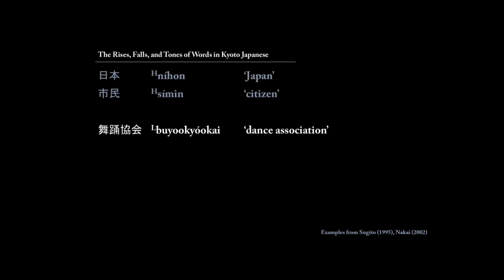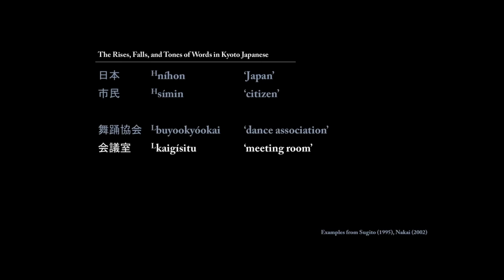Naturally, other languages have accent too. Kyoto Japanese, for example, has accent and also an initial tone, either a high tone, which I indicate here with a subscript H, or a low tone, which I indicate with a superscript L, and H, sorry. So for example, we have Nihon, which means Japan, or Shimin, citizen. We can also have compounds like Buyo Kyokai, dance association, or Kaigishitsu, meeting room.